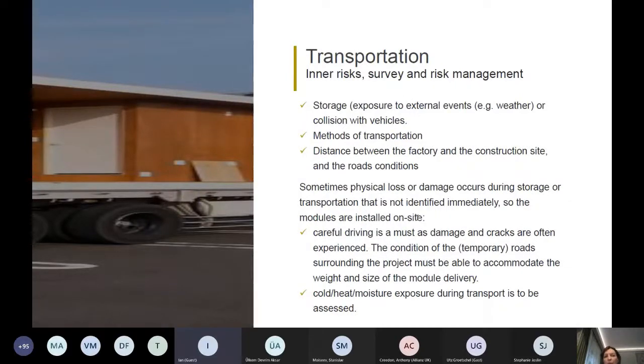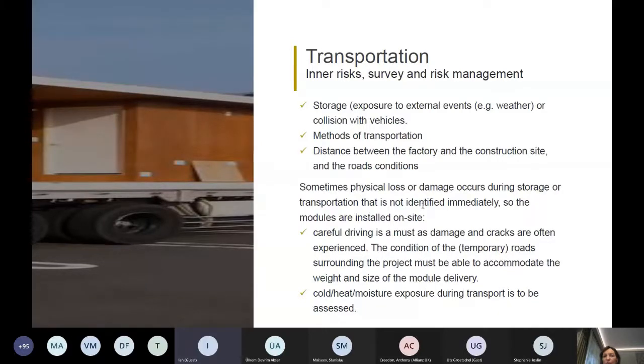Next stage, transportation. In traditional construction, we do not put so much attention on this stage because not all the components are transported. Most of them are built on site, but here a huge part of the risk lies in this stage. Firstly, because of the transportation itself, so questions of transport security are relevant. The distance between the factory and the construction site is also very important, and the road conditions too. The method of transportation is very important, and also sometimes, as we are talking not only about engineering risk but also about risk connected with cargo.